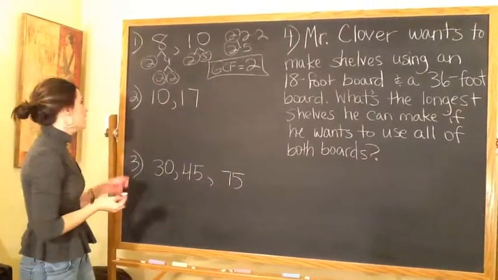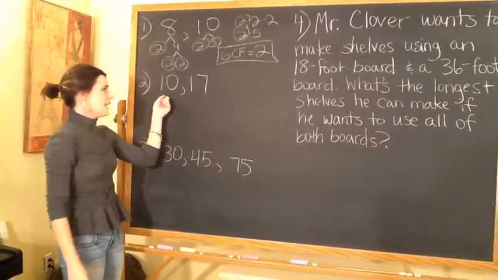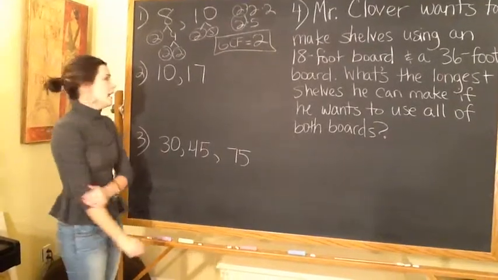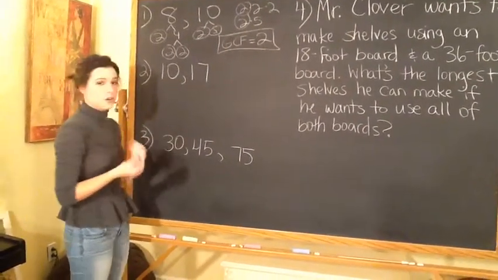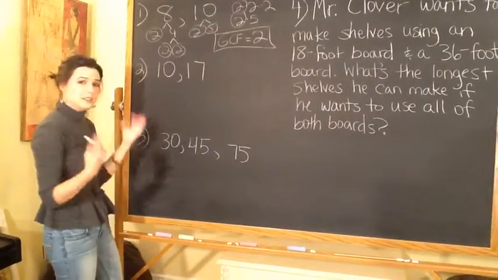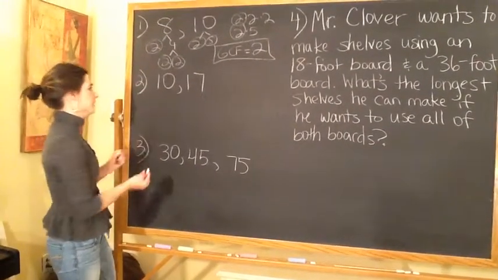Alright, let's go ahead and look at number 2. We have 10 and 17. Now, for this one, I'm going to do it the other way so you can see both ways of solving the problem. So this time I'm going to list the factors instead of doing prime factorization.